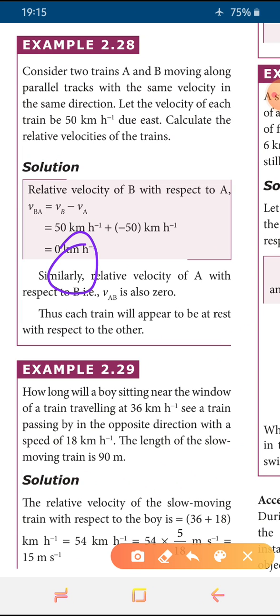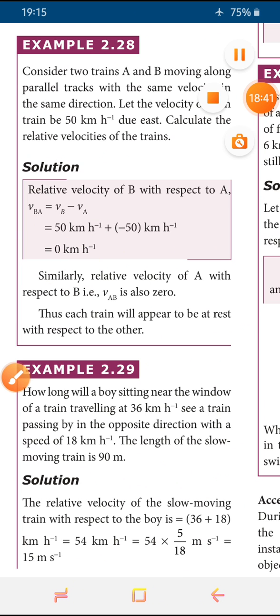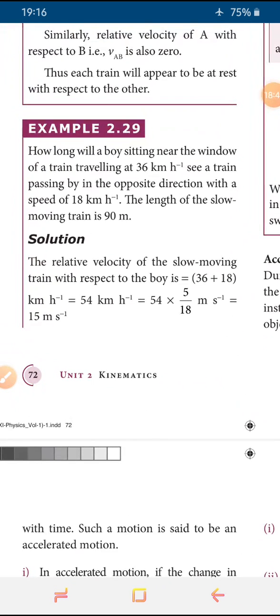So same direction means the velocities are subtracted, and as per this question the passengers will feel that both trains are at rest, but both are moving with the same velocity in the same direction. That we can understand from this. And next is example 2.29.